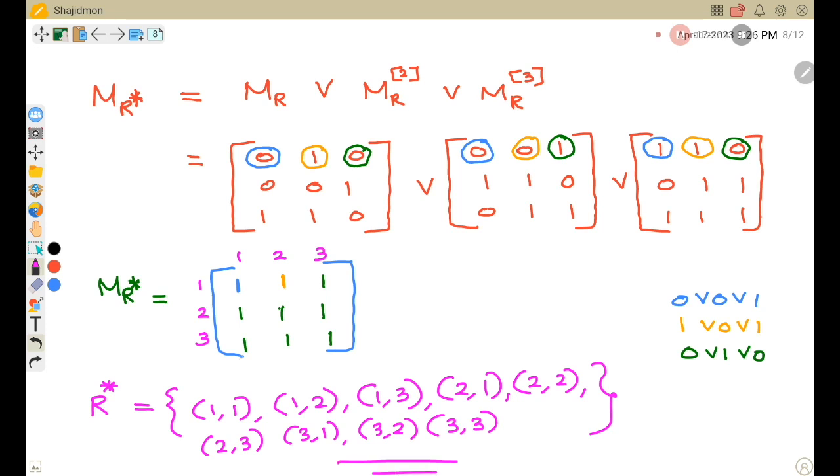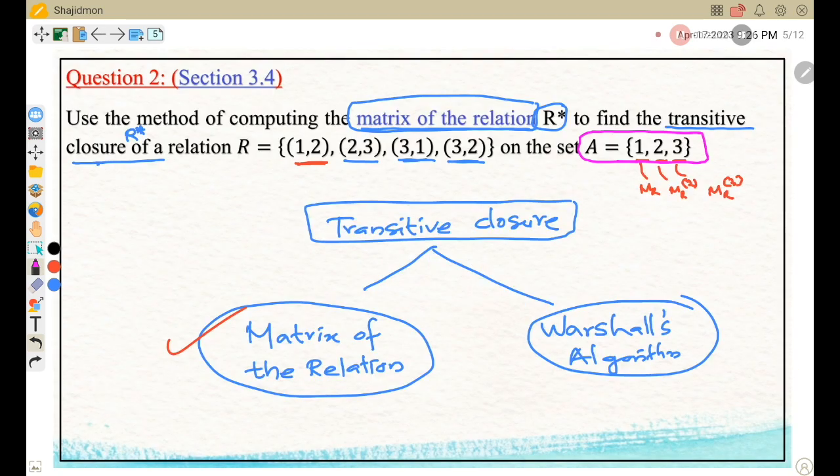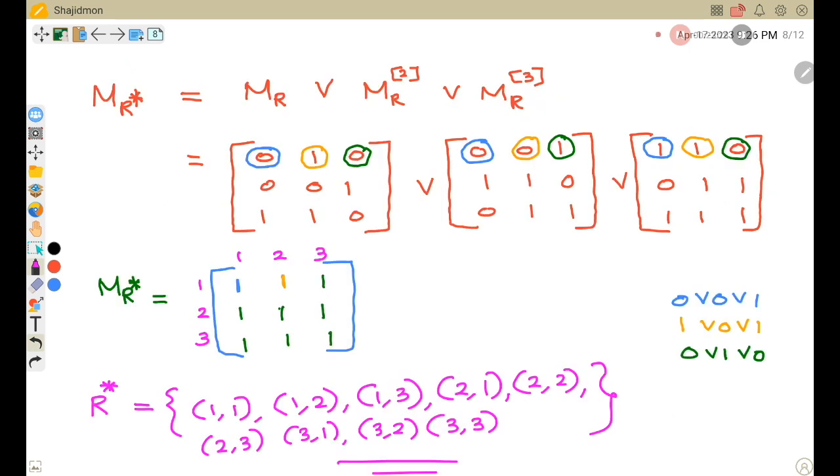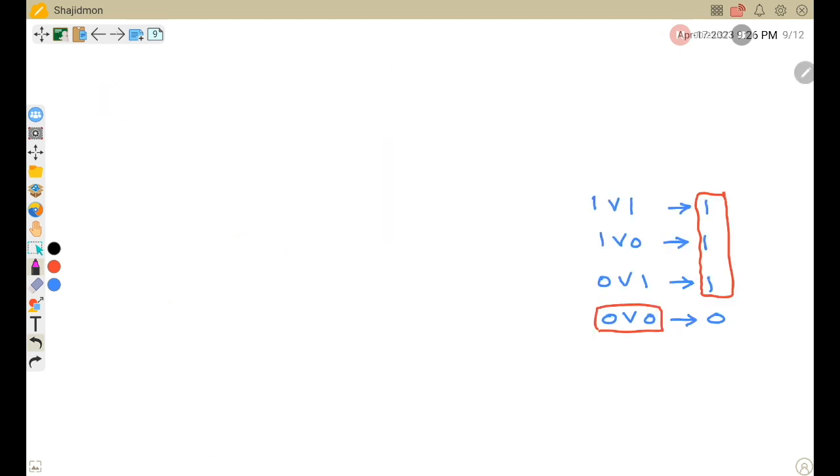If the matrix of the transitive relation is asked, we can stop here at MR star. But in our question it is asked what is the transitive closure of the relation, not the matrix. Find the transitive closure of the relation. If the matrix of the transitive closure is asked, we can just find the matrix of the transitive closure. Hope you understood this question. We will go to the next one now.